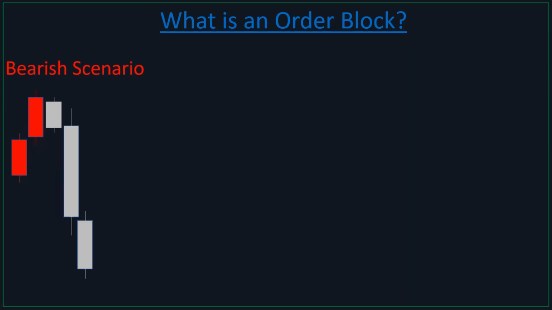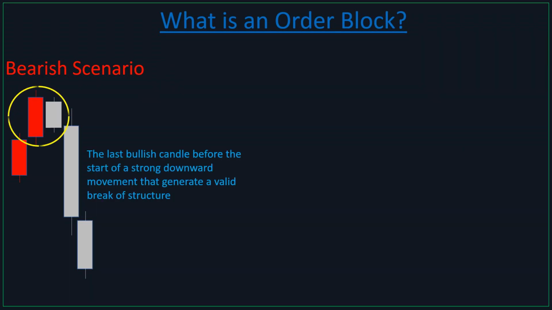So the first question that everyone has is, what is an order block? In a bearish scenario, an order block is the last bullish candle before the start of a strong downward movement that generates a valid break of structure.